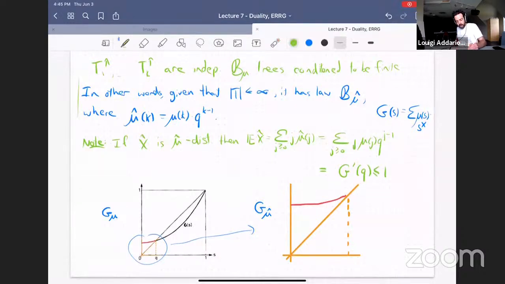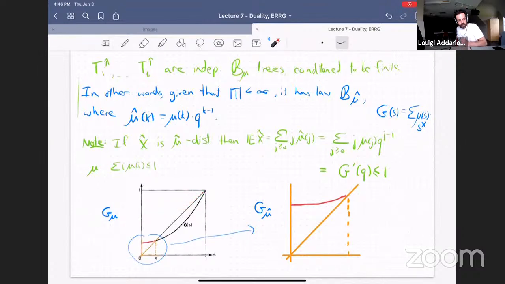And if on the other hand mu itself was subcritical, if the sum of i mu of i is at most 1, then q is 1 through this whole argument. So conditioning on being finite hasn't changed anything. We just have our original offspring distribution.